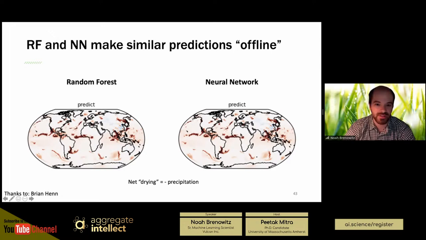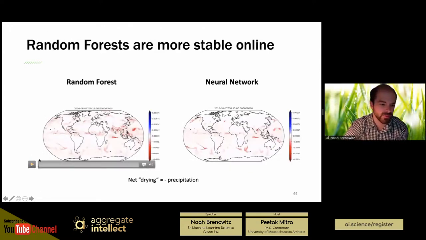And then on the right is the neural network, and you can see that from the eye level, the prediction is quite similar. And if you look at RMSE of this particular plot as well, it's also quite a similar skill score. They do differ in their predictions at each individual vertical level, but taken on the column average, it looks pretty similar. But if you plug these online, we see that random forests tend to be more stable when coupled to the fluid dynamics solver. So I'll just play these videos and see if you see any differences.